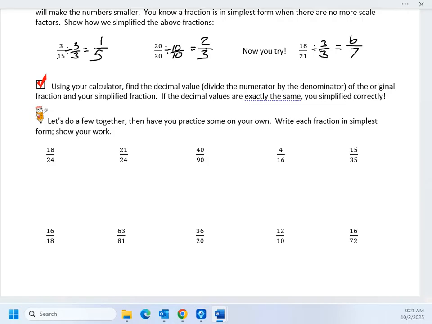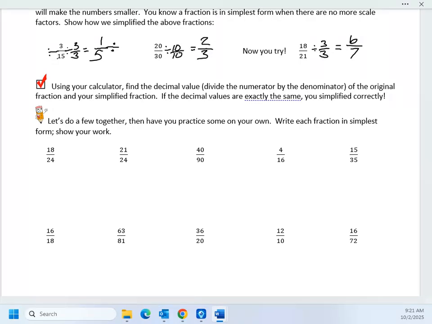Here's how we find if they are equivalent. Using a calculator, we find the decimal value. To find the decimal value, that fraction bar means divide. See how we can make that division symbol with that fraction bar? You take the numerator and you divide it by the denominator. We do that for both fractions.